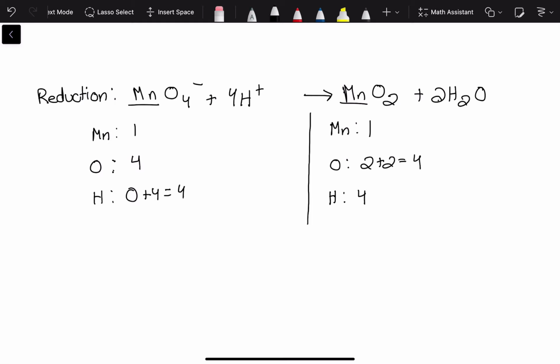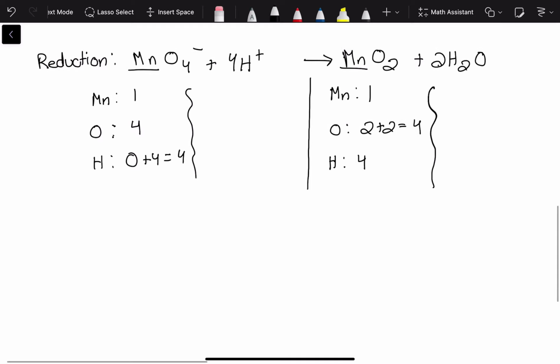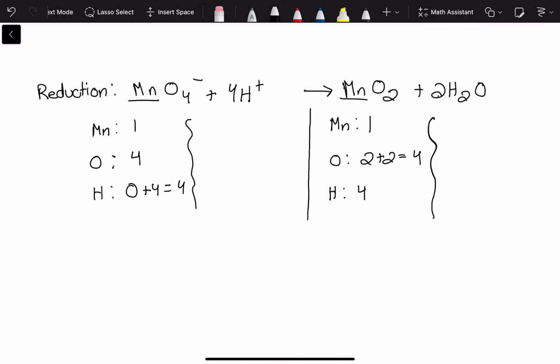So now we have to look at the charges, the overall charges, and make sure all the charges are balanced out. Okay, so let me just make a little lighter here. MnO4 minus gives us the overall charge of -1. Then we have 4 hydrogen plus ions. That gives us a charge of +4. So the total charge on the reactant side, or on the left side of the equation, is going to be +3.